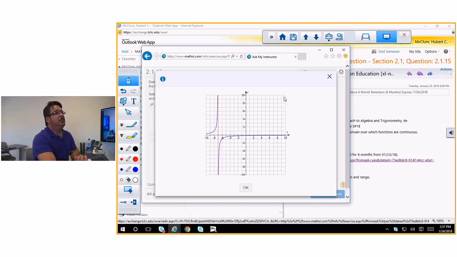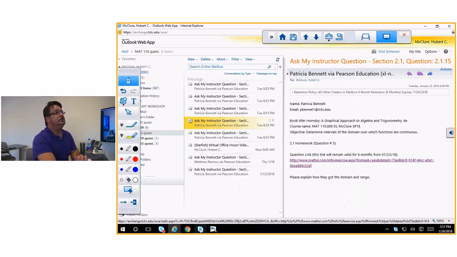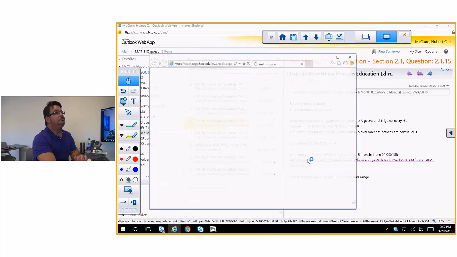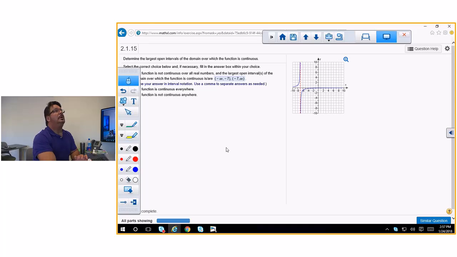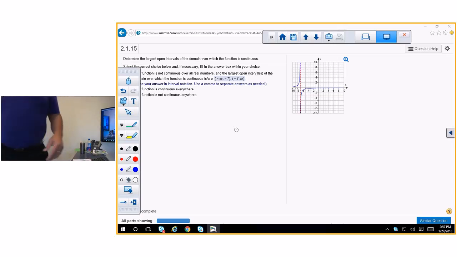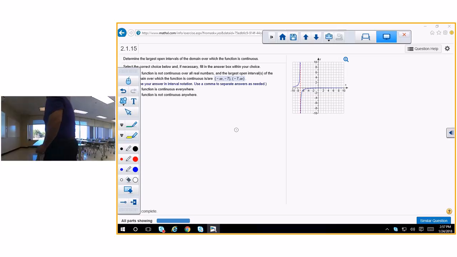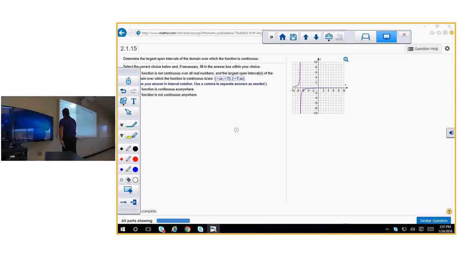All right, let me make this a little bit bigger. Let me pull it up again and make it bigger here. There we go. All right, now the question here is asking, what is your domain and range? Domain and range, real simple. Just read from left to right for your domain and read from bottom to top for your range.